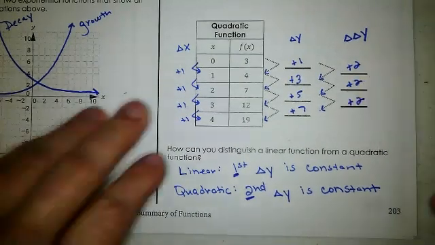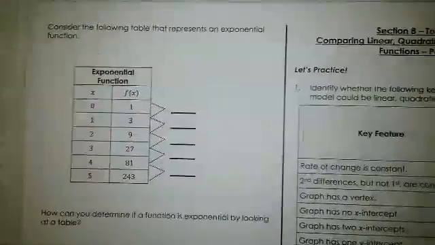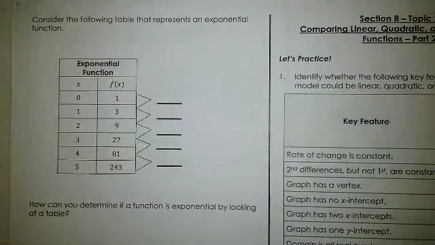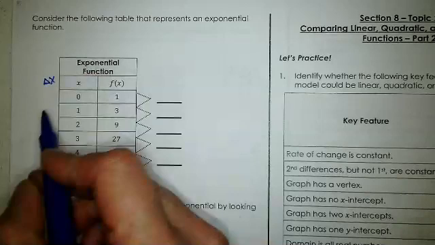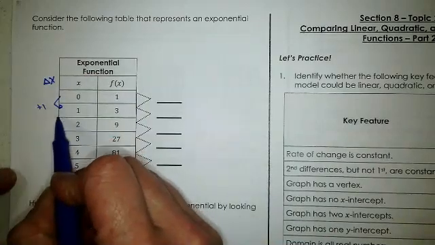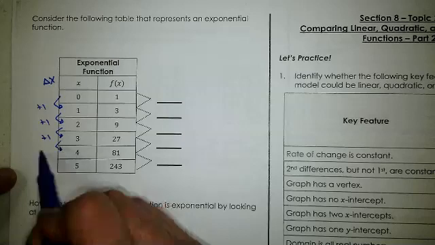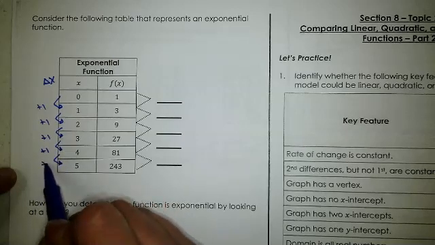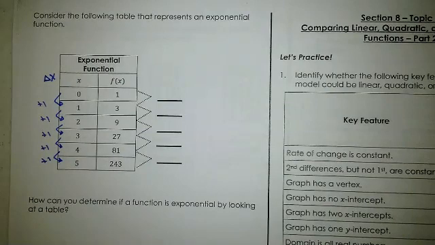So let's look at an exponential. Considering the following table that represents an exponential function. So our change in x looks like x is just going up by 1 each time. Plus 1, plus 1, plus 1. Makes us have less to focus on if the x's are just going up by 1. Then we go look at our change in y.